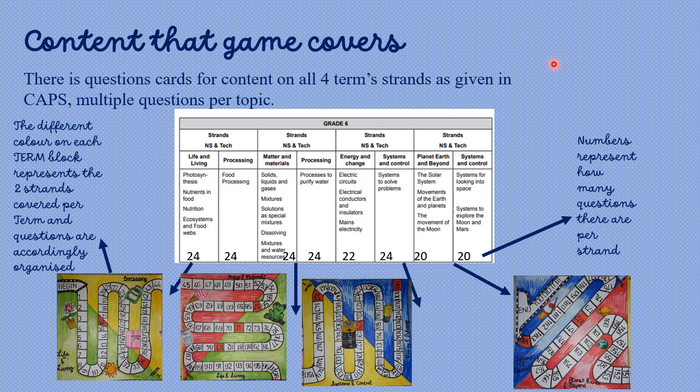There's multiple questions on each NSC strand: life and living, processing, matter and materials, energy and change, systems and control, planet Earth and beyond. From term 1 to term 4, there's questions for each strand, for each subtopic. As you can see, here are the amount of questions per strand, and each block on the playing board represents a term. Each color on each block represents a different strand, as you can see here. This is the term, these are the 2 strands that are represented here.